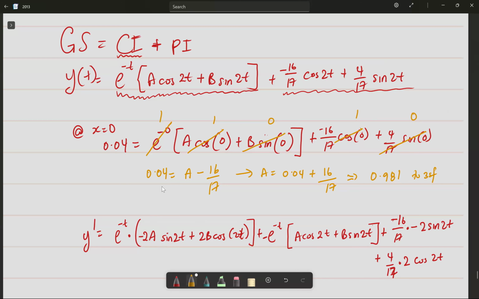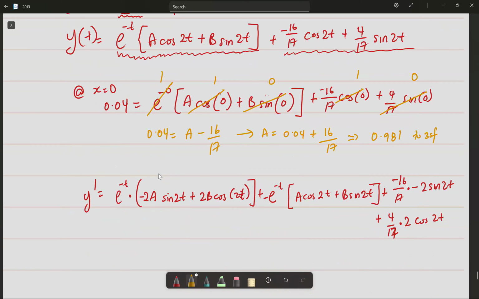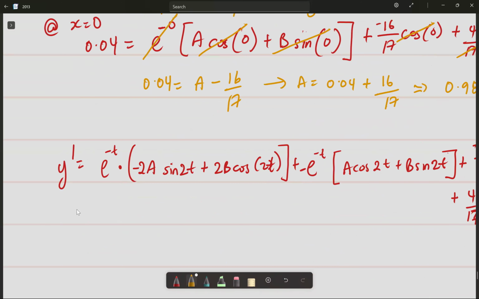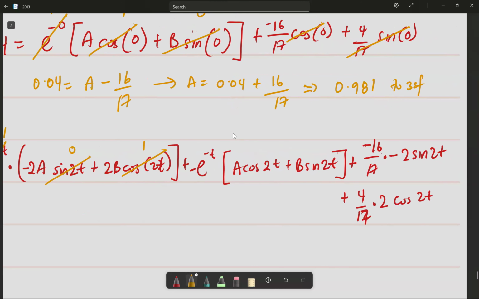We're going to plug in 0, because that's what it says. We're going to plug in the same 0. When we plug in 0, let's find out who is going to be 0 now. So plugging in 0, we get 0 here. We get 1 here. We get 1 here. This sine becomes 0. This cosine becomes 1. This sine becomes 0. This cosine becomes 1.